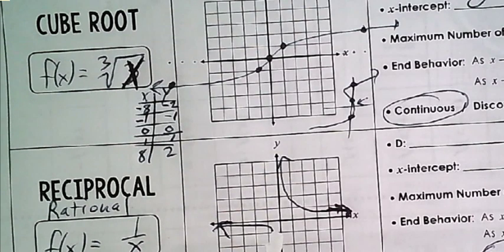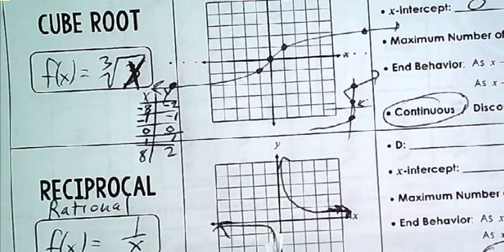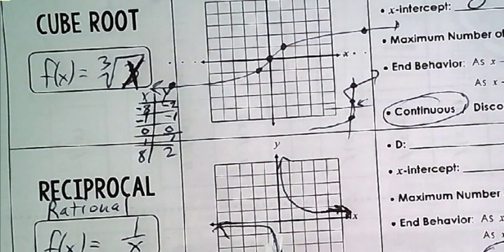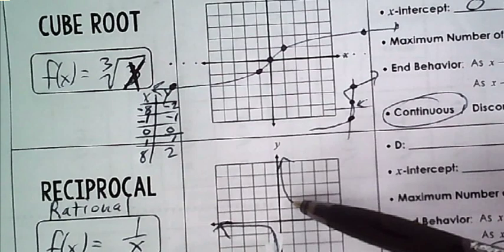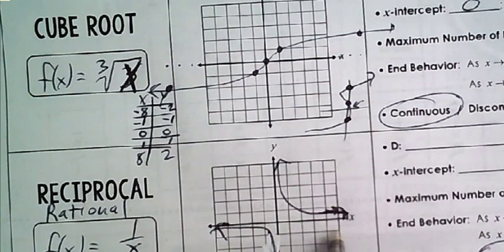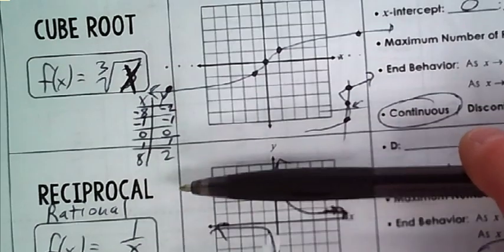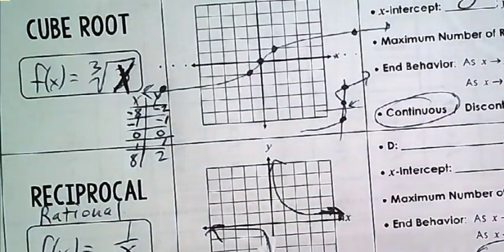All right, maximum number of roots or zeros. Now, this one, the parent doesn't have any roots or zeros. It doesn't have any roots or zeros because it doesn't ever cross the x-axis. But could I shift this thing down? Could I shift it so the asymptote was here at -1 instead of here at 0? Yeah, I could. Then how many times is it going to cross? 1 time. If I shifted it up like 1 unit, how many times would this bottom part cross? 1 time. So what's the maximum number of times? 1.